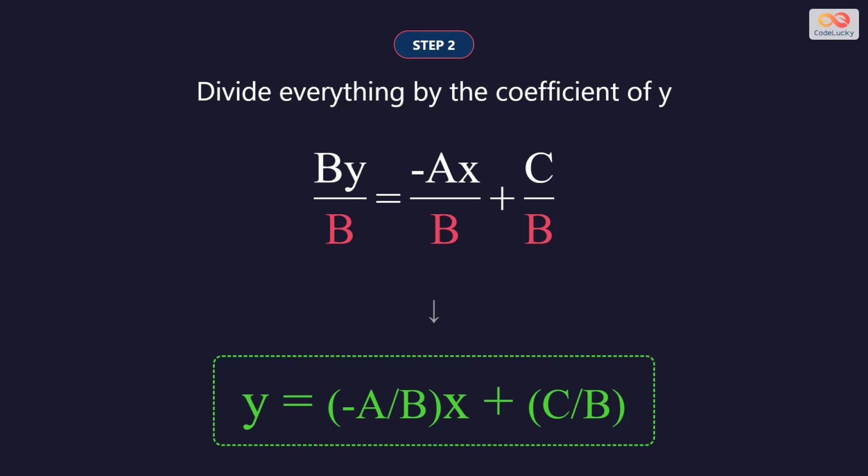Step 2 is to isolate y completely by dividing. We divide every single term in the equation by the coefficient of y, which is b. This leaves us with y equals negative a over b times x, plus c over b.